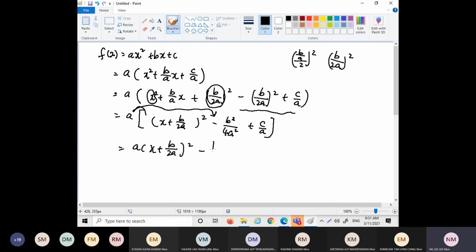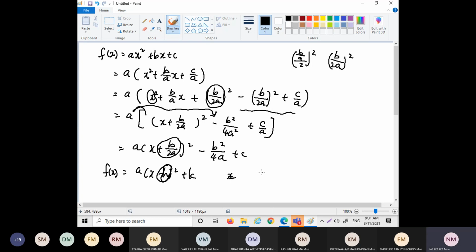Okay, when you compare with the vertex form, let us compare with the vertex form. The axis of symmetry of the vertex form is here. Therefore, you see, negative h is this.